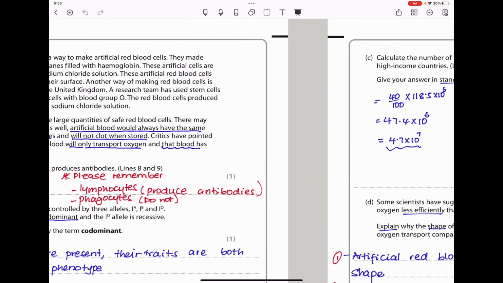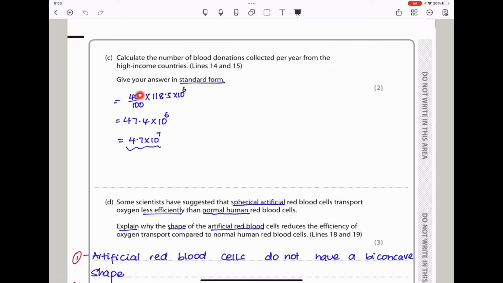So let's go back slowly. It's going to be 40 because it was 40%. So 40 over 100 times that gives us 47.4 times 10 to the power 6. In standard form, it should be 4.7 times 10 to the power 7.